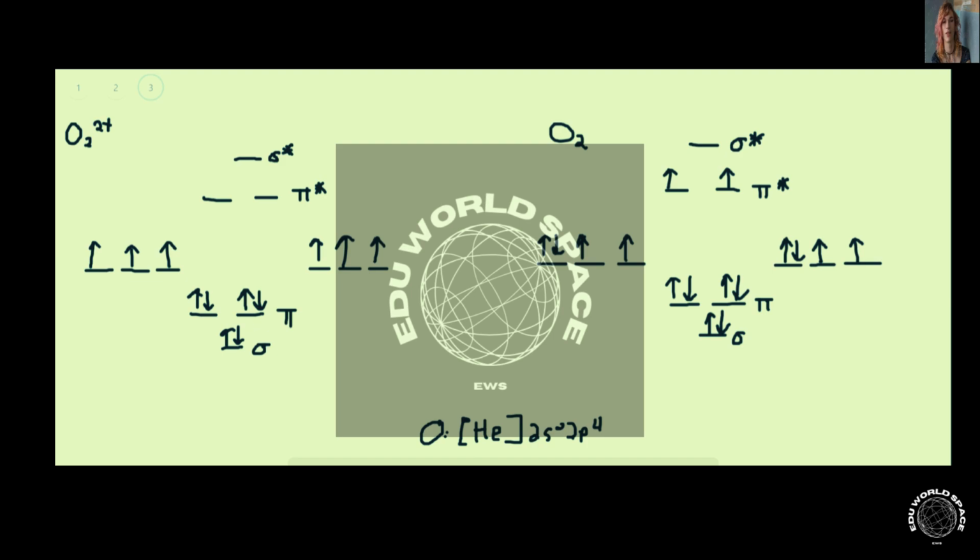So that's why the O2 2+ ion has a stronger O-O bond than neutral O2, because in the ion we don't have any electrons in our antibonding orbital that are weakening the bond between our oxygen atoms, but in neutral O2 we have electrons in our antibonding orbital, and that's going to weaken the bond between our oxygen atoms.